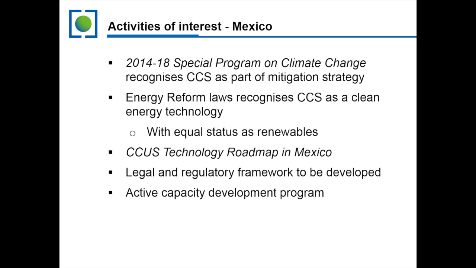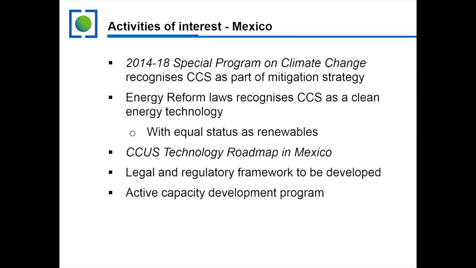Given Mexico's strong policy support for CCS, I thought it was worth actually touching on Mexico in a little more detail, because I think that they could potentially emerge as a key CCS player in the future. And you can see on the slide there that Mexico's preeminent climate change policy, their special program on climate change, formally recognises CCS as one of their mitigations, both in the power and the oil and gas sectors.